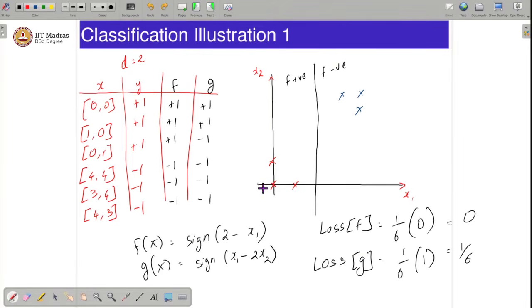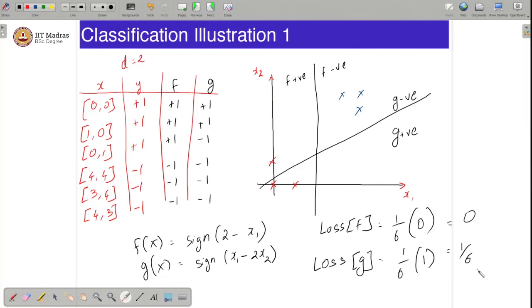If you do that, you get a straight line, something like this. I am purposefully offsetting it from 0, because it should ideally pass through 0, but we have defined sin of 0 to be equal to plus 1, so I am just moving it a little bit. So, this is the g thing. Everything to the right of the bottom right would be classified by g as positive, and everything above would be classified by g as negative. You can see that this function has a loss of 1 because it classifies this particular data point as negative even though it is actually positive. So, that is the reason why the loss of g is 1 by 6.